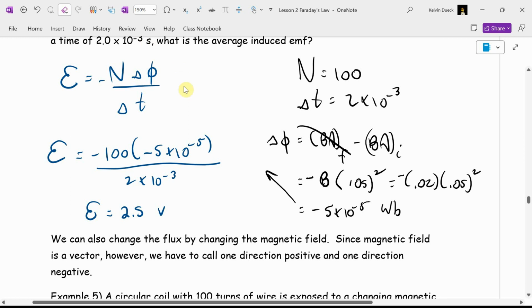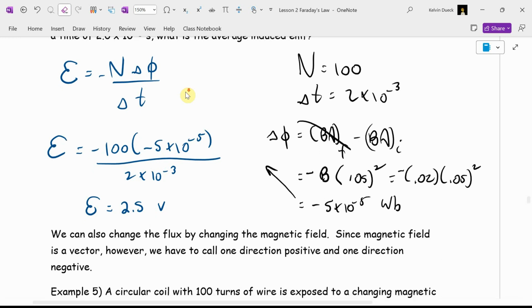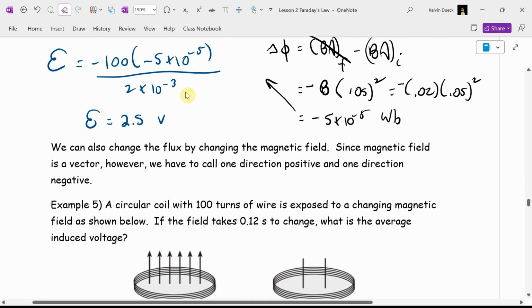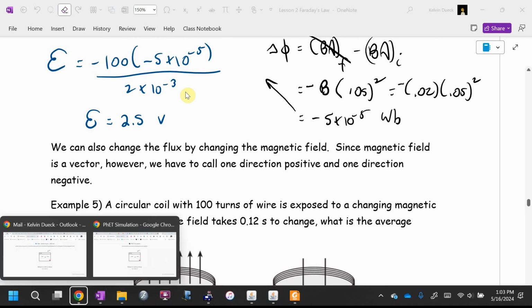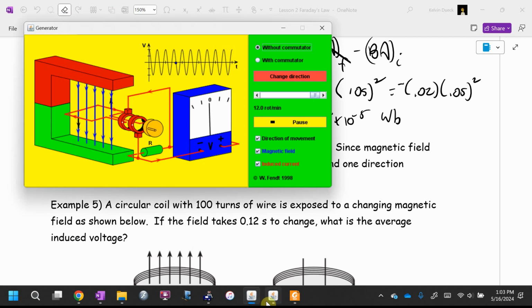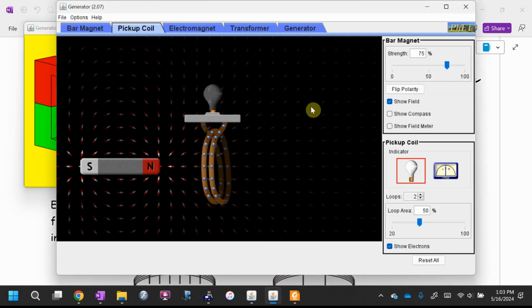So we can also change the flux by changing the magnetic field, but because magnetic field is a vector, we have to call one direction positive and one direction negative. Put your pencils down for a second, look up. I got a couple of apps here. This is the first one I want to show you.